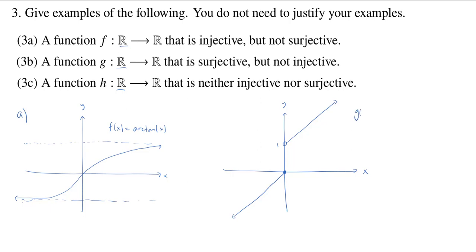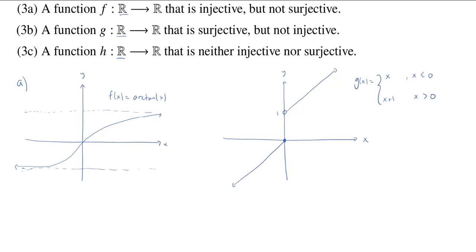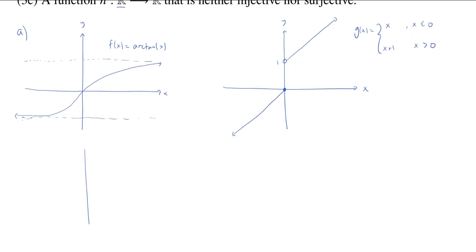So here, g of x is a piecewise defined function. It's just defined to be x when x is less than or equal to 0, and it's defined to be x plus 1 when x is greater than 0. All right, so there we go. There's a couple of nice examples. Oh, heck, let's just do one more, right, just for fun. Okay, maybe this is the easiest of them all.